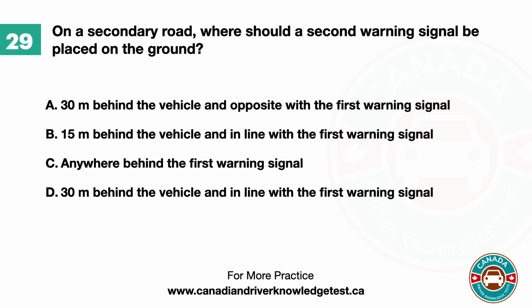Question 29. On a secondary road, where should a second warning signal be placed on the ground? A. 30 m behind the vehicle and opposite with the first warning signal. B. 15 m behind the vehicle and in line with the first warning signal. C. Anywhere behind the first warning signal. D. 30 m behind the vehicle and in line with the first warning signal. The answer is D.